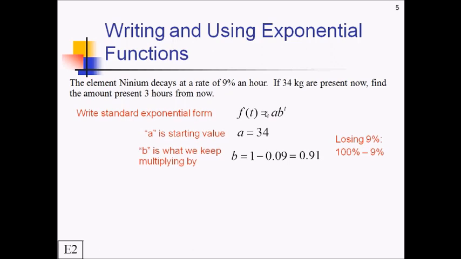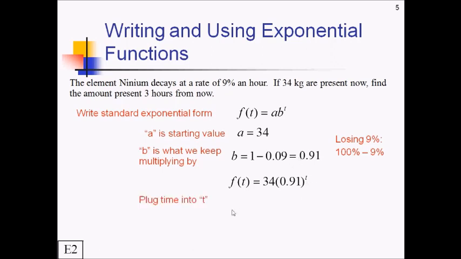Now, at this point, you could also figure out t, but I'm going to pause for just a sec to collect and show you what we have. We've got 34 times 0.91 to the t power. This is a function that I can plug any amount of time into, and it'll tell me how much ninium is left. So let's figure out the t value. You have to be careful with the time units. This 9% is an hourly rate, and they said 3 hours. So we're going to plug 3 in here. Don't assume the time units are always going to be the same, but this time they are.